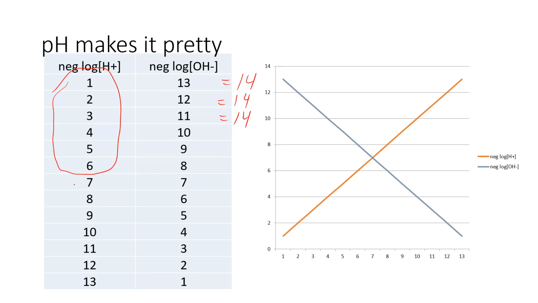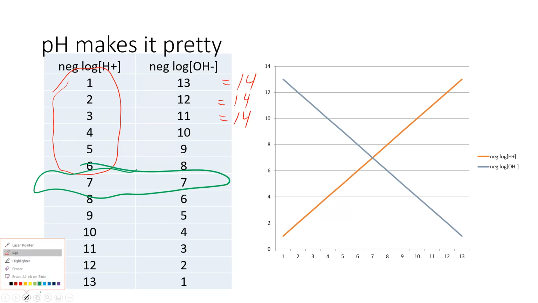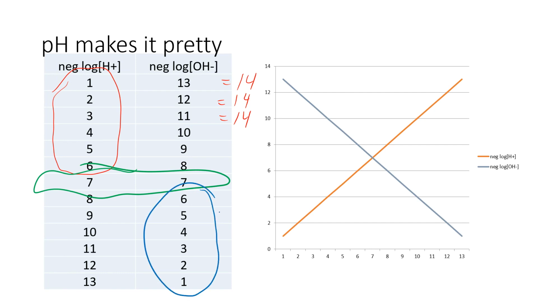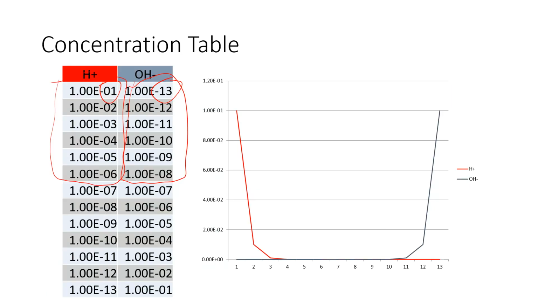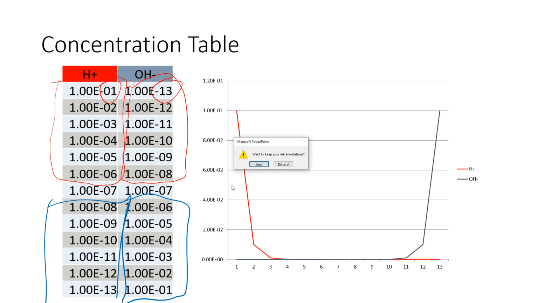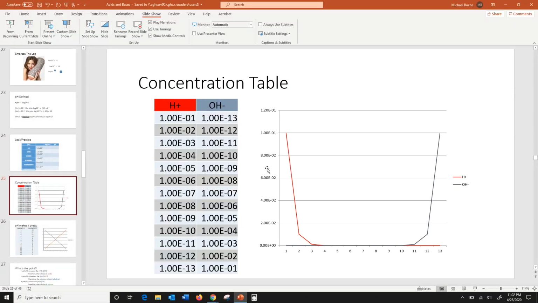So pH is 7 right here. I'll do that in green. That's where they're equal. And then down here is where you have the opposite. Your base is bigger than your acid in its charge. Down here, those numbers are bigger than these numbers. All right, so there it is. Acid bases 101. Hopefully that makes some sense.